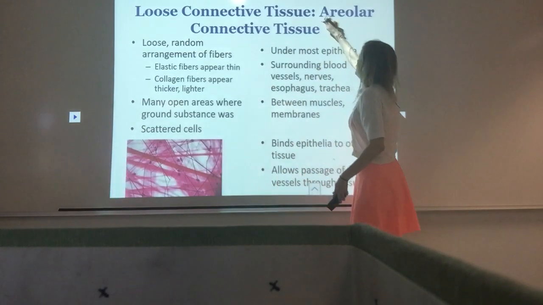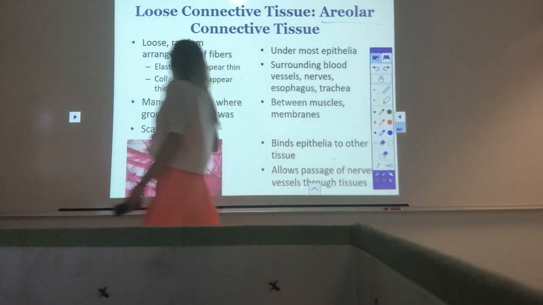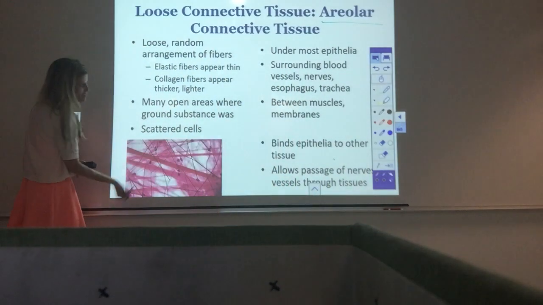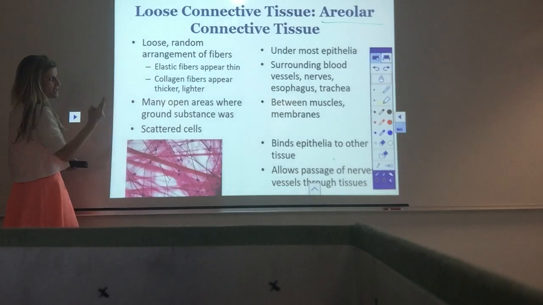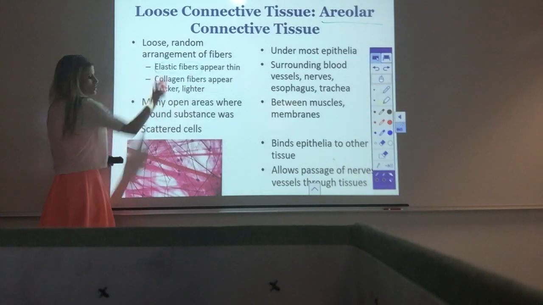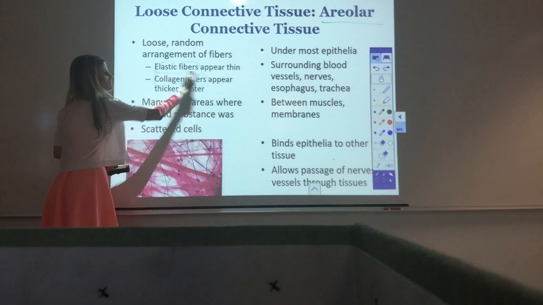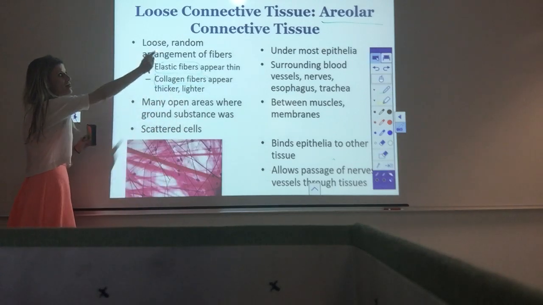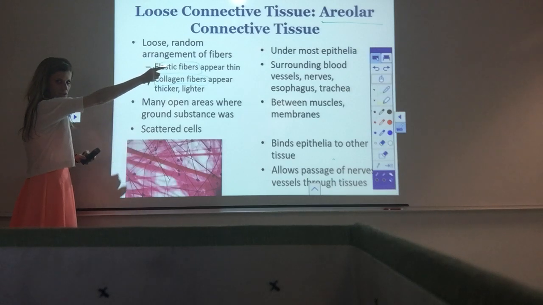So areolar tissue. We have a loose arrangement of fibers, okay? And the fibers that we see are collagen and elastic fibers. So if you see collagen fibers and elastic fibers thrown loosely about, that's areolar tissue.